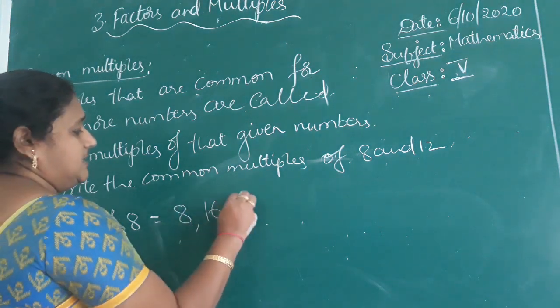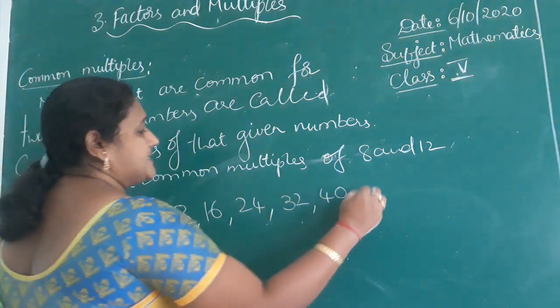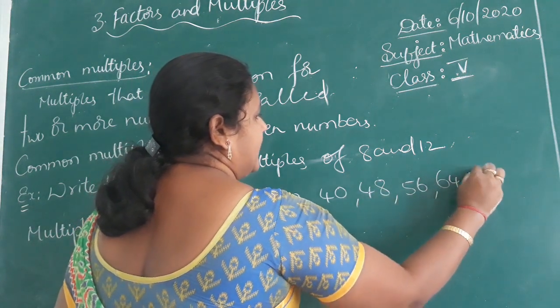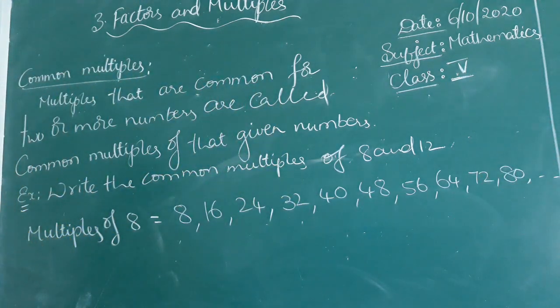8, 16, 8 3s are 24, 8 4s are 32, 8 5s are 40, 8 6s are 48, 8 7s are 56, 8 8s are 64, 8 9s are 72, 8 10s are 80, and so on. We cannot say where it stops. There are uncountable multiples for every number.